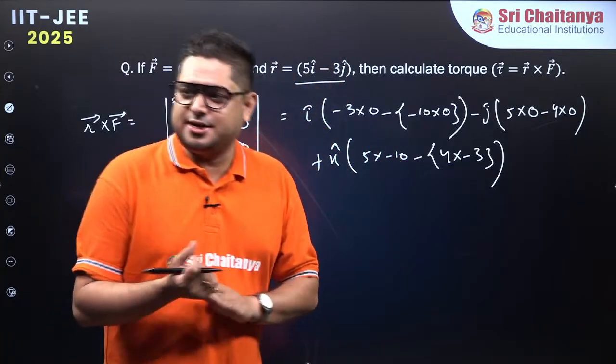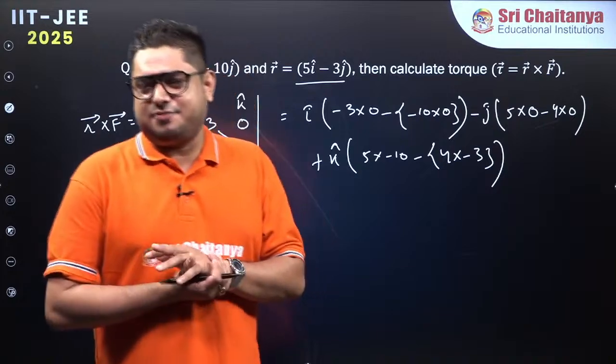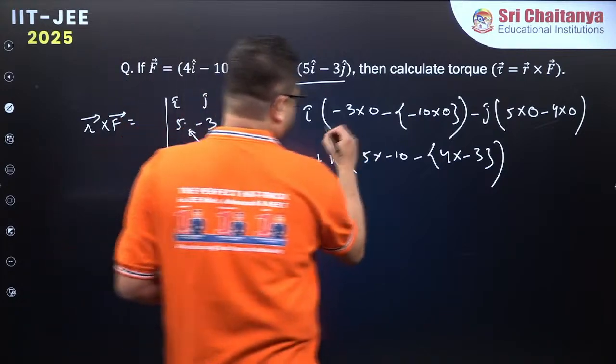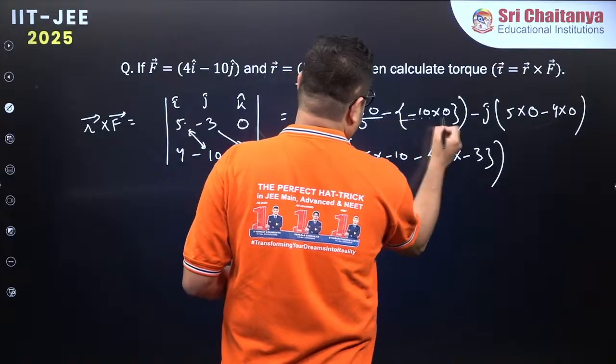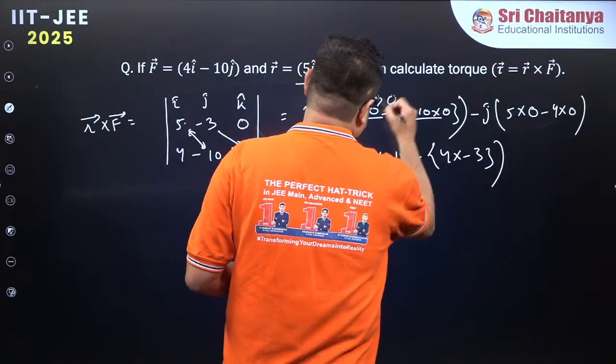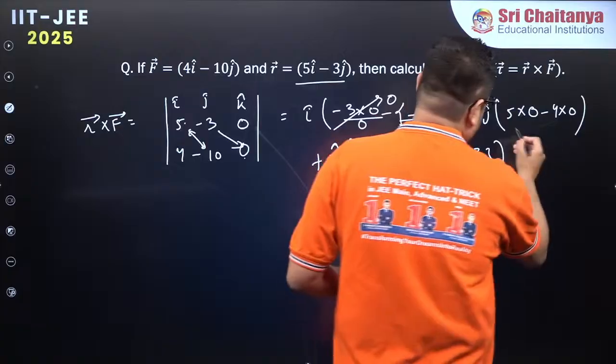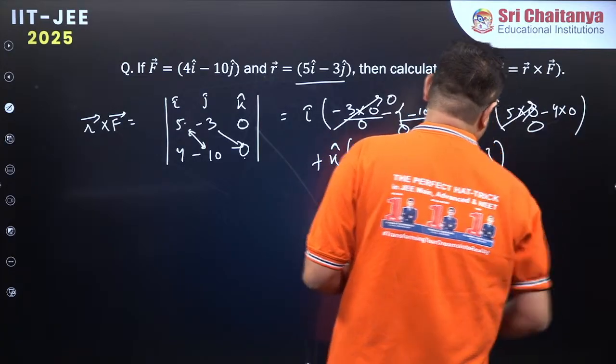Minus 38 k cap, 38, 64, whatever you are getting. So now this will be 0, isn't it? 3 into 0 is 0, 10 into 0 is 0. So the entire expression will become 0. 5 into 0 is 0, 4 into 0 is 0. The entire expression will become 0.